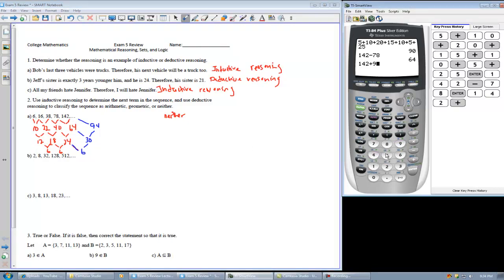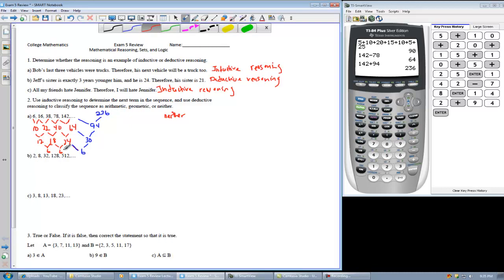142 plus 94 should give me the number that when you subtract 142 from it, you get 94. So 236. And this is neither. It's neither arithmetic or geometric. All right, let's look at part B now.